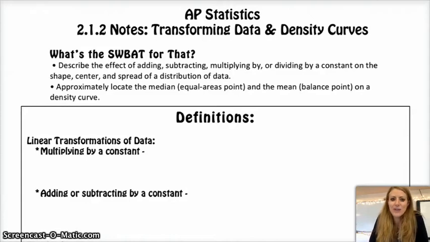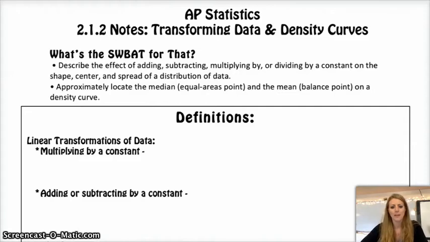We are going to do Chapter 2. So this is The Practice of Statistics, 4th edition, 2.12 notes. So we're going to be talking about transforming data and about what a density curve is.